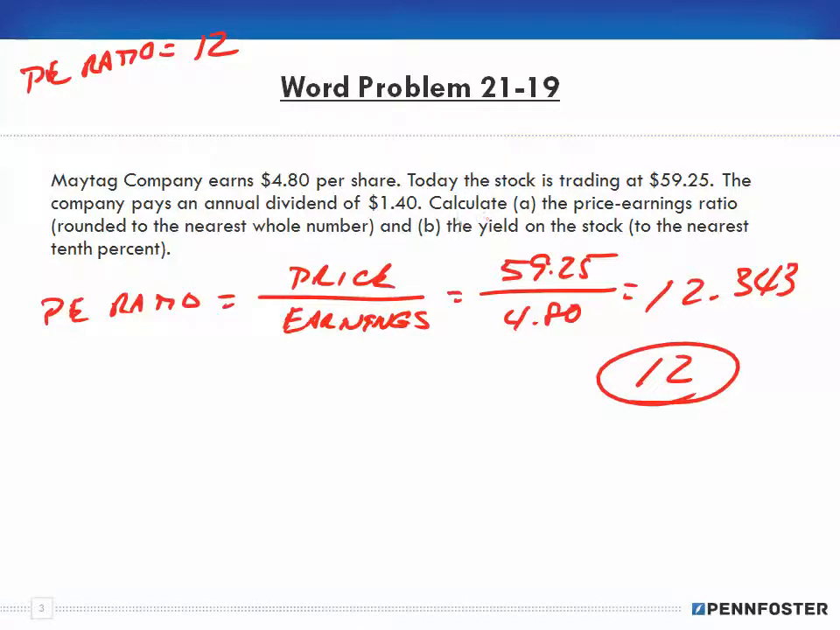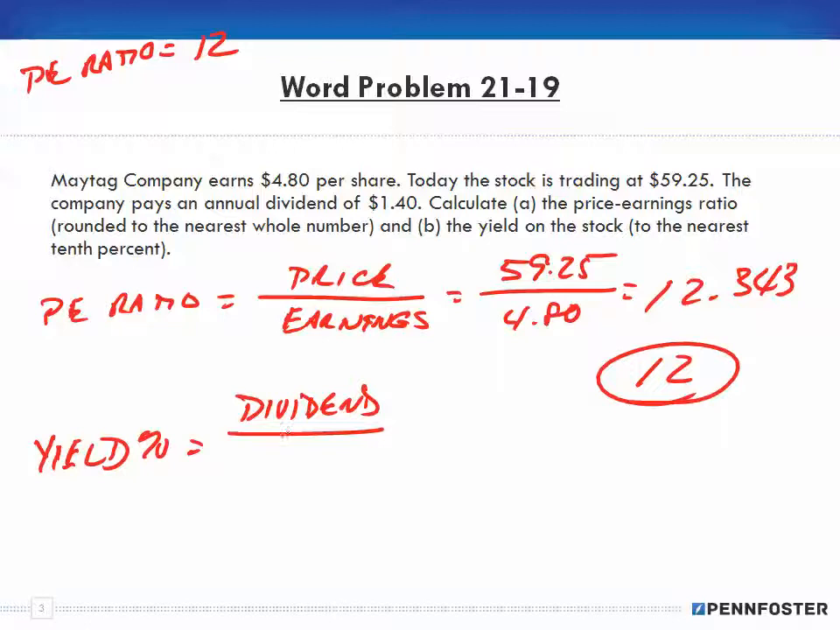Now, B, calculate the yield on the stock to the nearest tenth of a percent. If I'm looking at the yield percent, we're talking about how much we're getting in return on our investment. In this case, it's a dividend, and of course, what we're paying for the stock, which is the price or the cost.